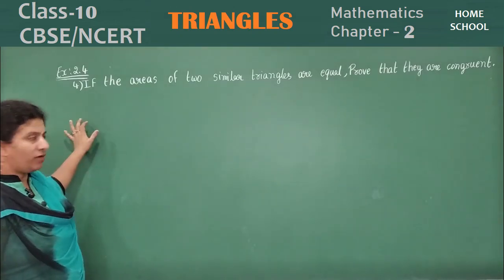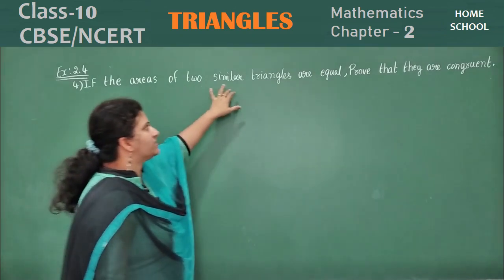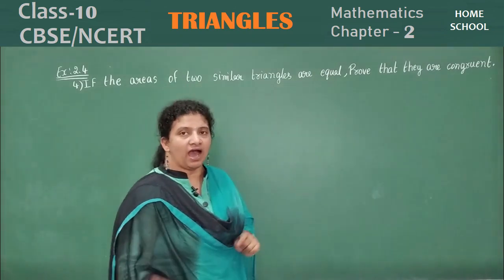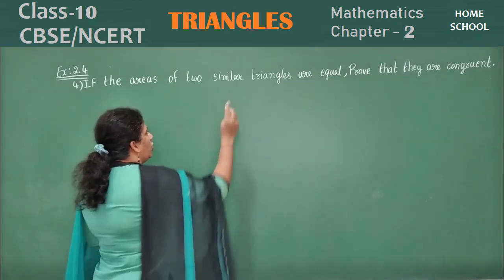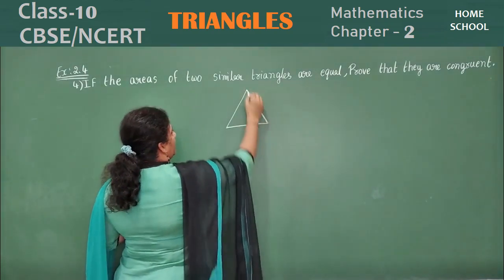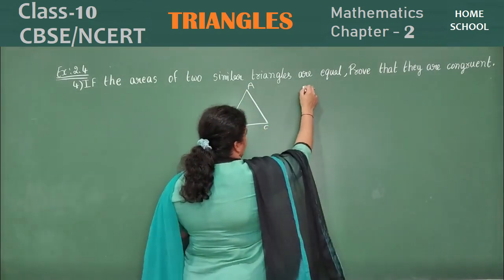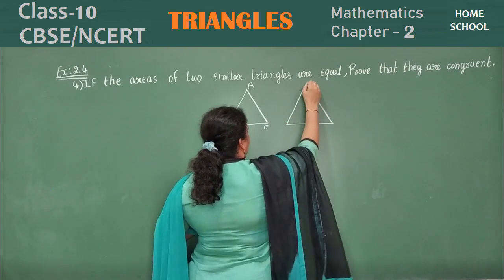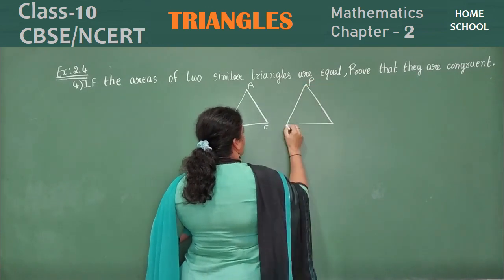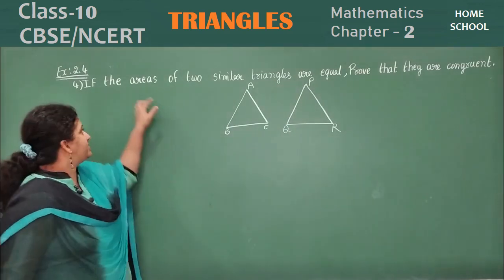Let's see the fourth problem here. If the areas of two similar triangles are equal. Okay, let's draw two triangles here. Let it be A, B, C, and let me take one more triangle, P, Q, R.